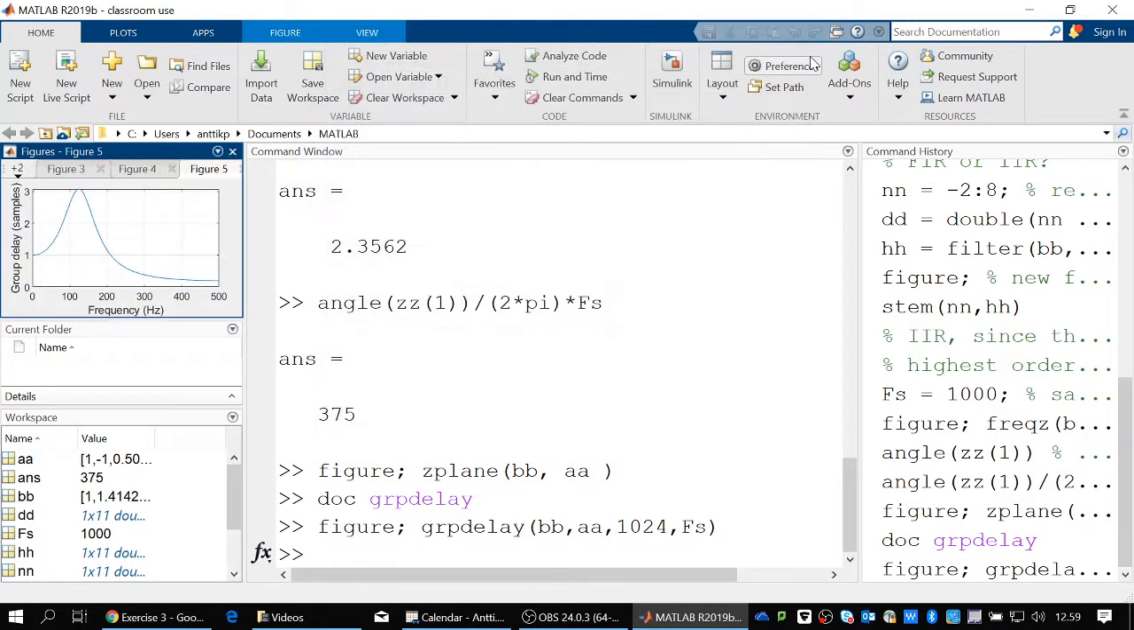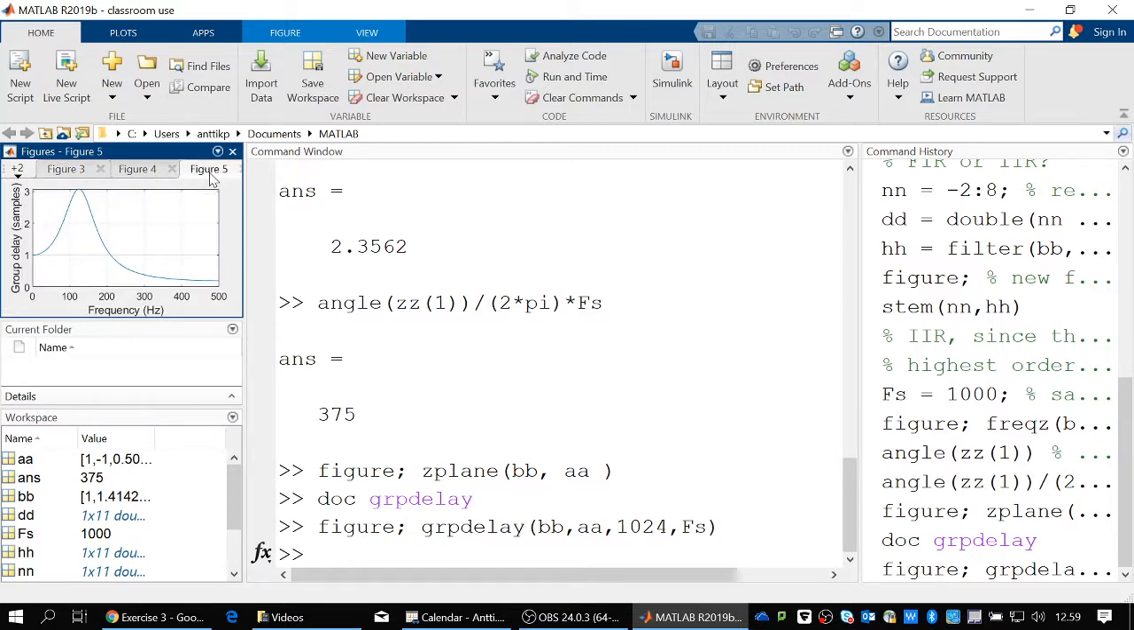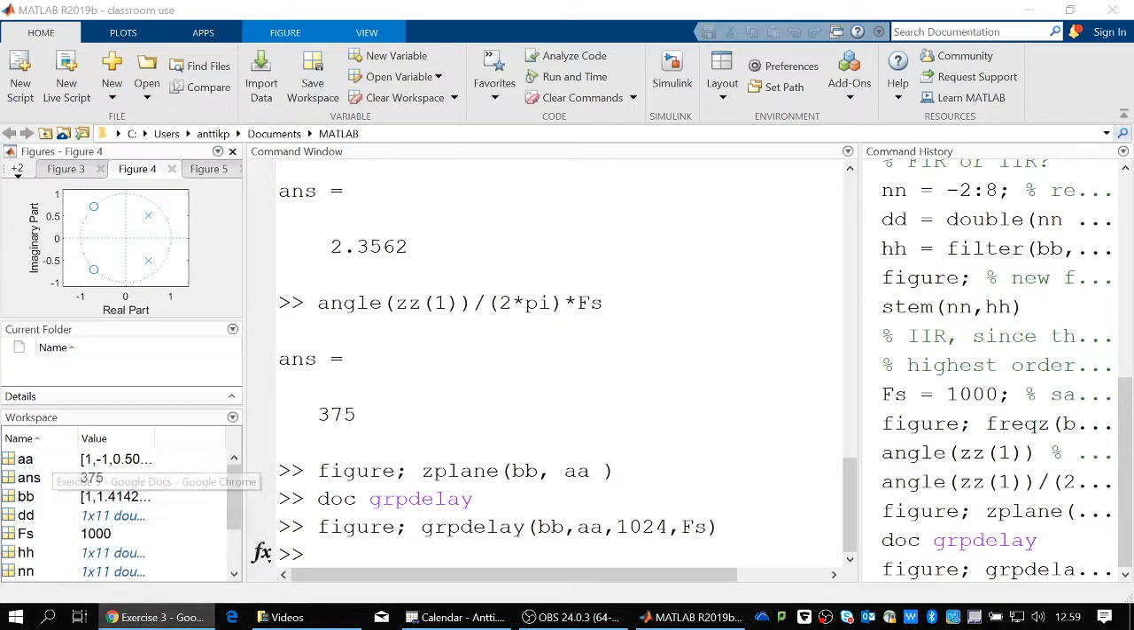Let me put that one in that figure window there. So, okay, what did they do? Okay, that's the amplitude response, group delay, zeros and poles. Okay, and then let's see what's next.